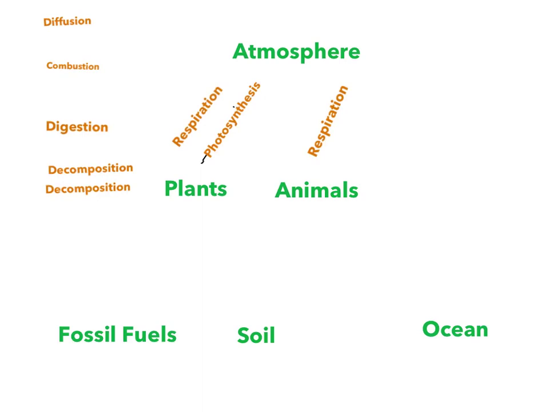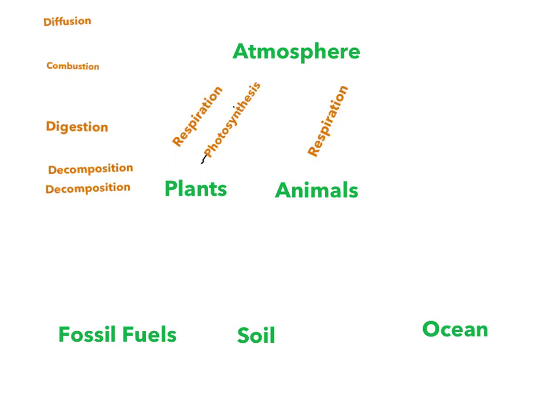Okay, now we're going to draw some arrows to show the direction that these processes move carbon dioxide. Remember, through respiration, animals release carbon dioxide. So we're going to show the carbon dioxide moving from the animals to the atmosphere. Same for plants. Respiration causes carbon dioxide to move into the atmosphere. Photosynthesis, however, takes carbon dioxide out of the atmosphere and returns it to plants. So we need to add one more arrow to the plants to show the carbon dioxide being taken out of the atmosphere and into the plants.